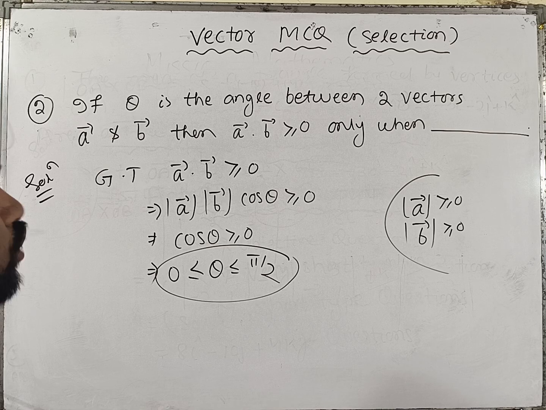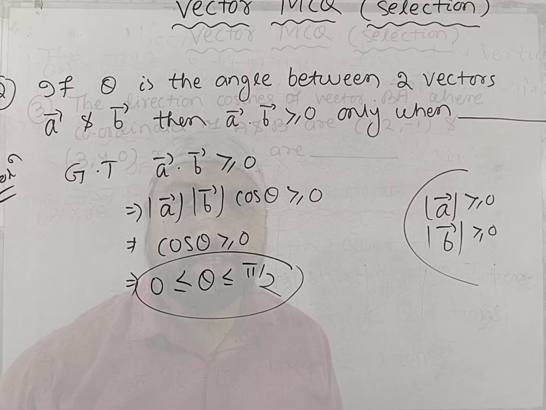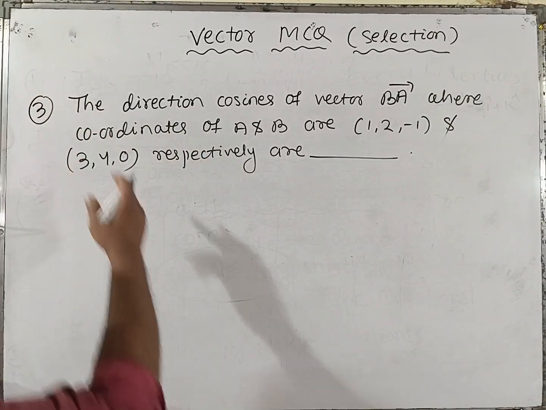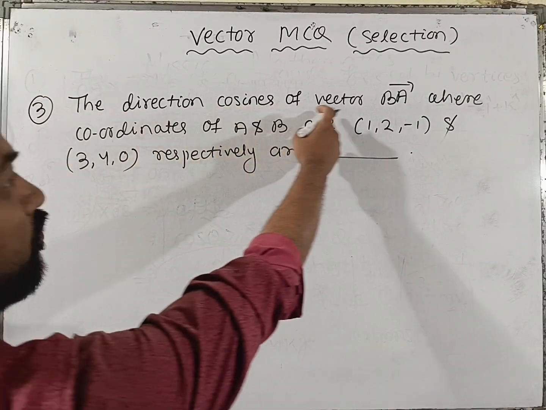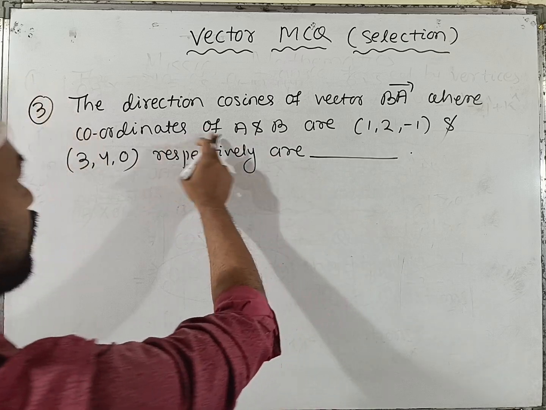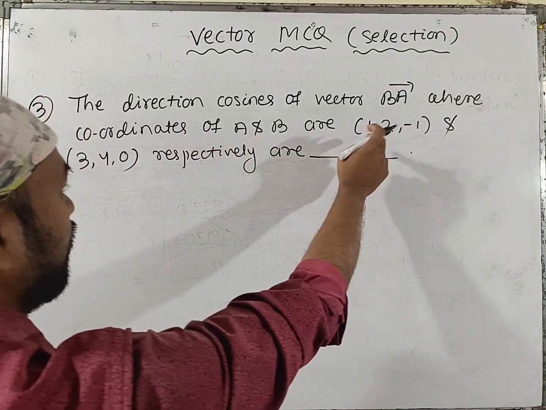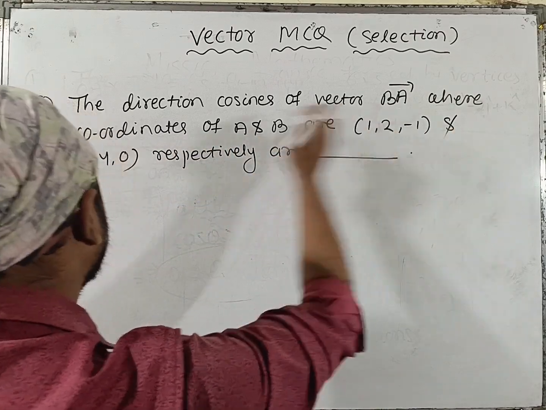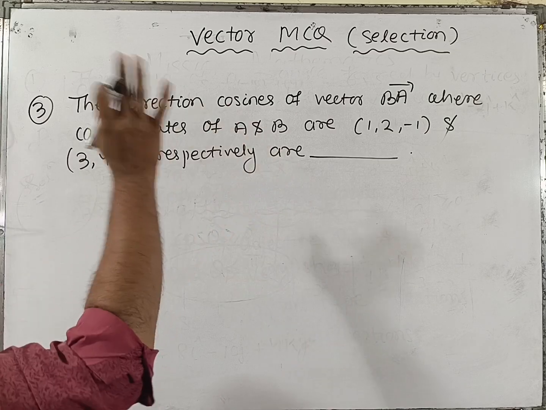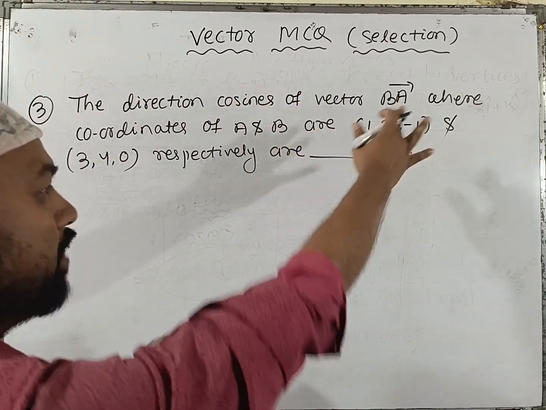Then let us go through question number 3. Here it is question number 3. It has been given that the direction cosines of vector BA, where the coordinates of A and B are given to you, that is 1, 2, minus 1 and 3, 4, 0 respectively, are. So you have to find out the direction cosines of the BA vector.